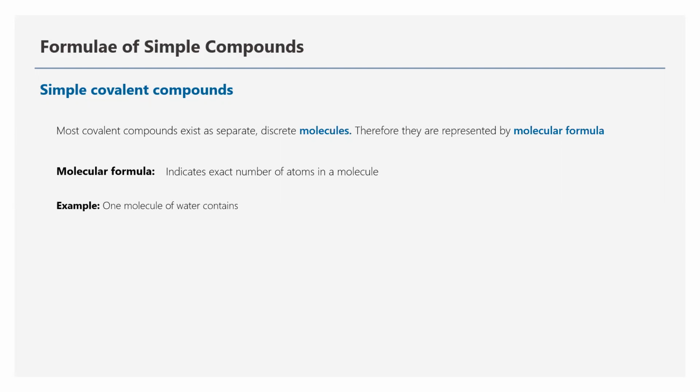Let's understand it with the help of an example. One molecule of water contains two hydrogen and one oxygen. Here, as you can see, this formula is giving us the info of two hydrogen atoms. How do I know? Because here two is written. So how many atoms of hydrogen are there? Two. There is only one oxygen.